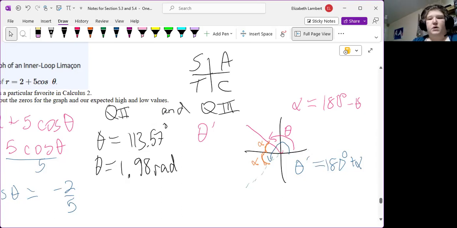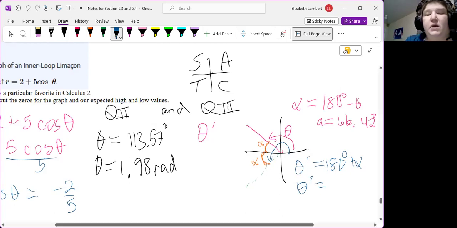All right, so I do 180 minus my degree answer. I get 66.42 degrees. So then my theta prime is that plus 180, which is about 246 degrees. 246.42.